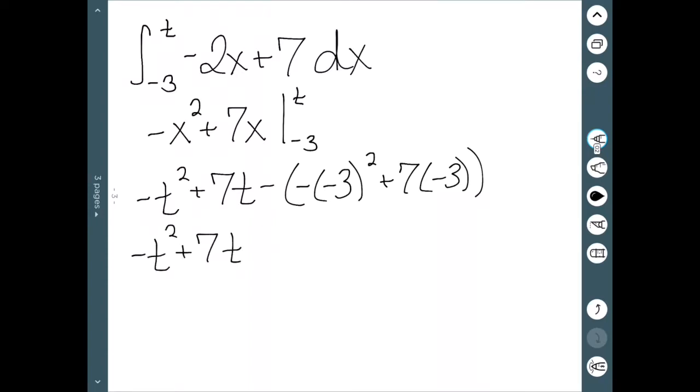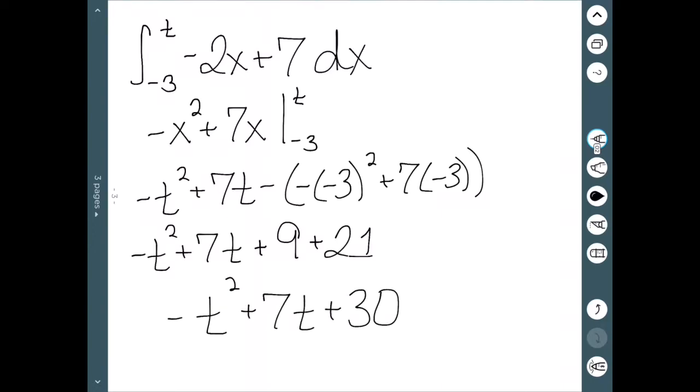This first thing, negative 3 squared, is 9. We have a minus and another minus, so plus 9. This last term would be minus 21, and then we are subtracting that, so plus 21. We get negative t squared plus 7t plus 30.